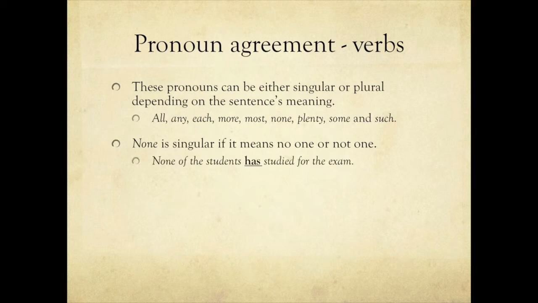In most of the uses that we'll see, here's an example. None of the students has studied for the exam. We're using the singular form of to have here, has, and we're tempted to make it have because students is plural, more than one student. But really the subject is not one of the students. We're saying that not one of the students has studied. That's why we need this to be singular, because we're talking about not one.